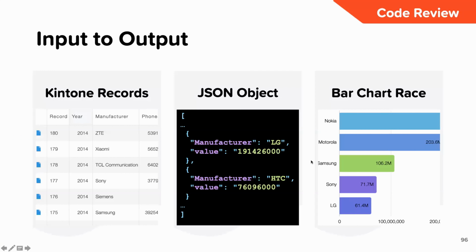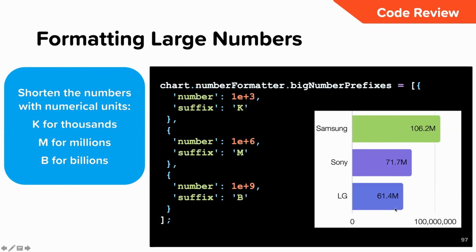Now, what we are doing behind the scenes is we're going to take the stuff that is appearing to you as a Kintone record, and we are going to turn it into a JSON object so that the bar chart race chart can read the data and do something with it. So you might notice that we're dealing with millions of records over here. We need some way of telling the computer that when we're in the thousands, we are using a K. When we are 3 orders of magnitude higher than that, we're going to use an M. And when we're 3 orders of magnitude higher than that, we're going to use a B.